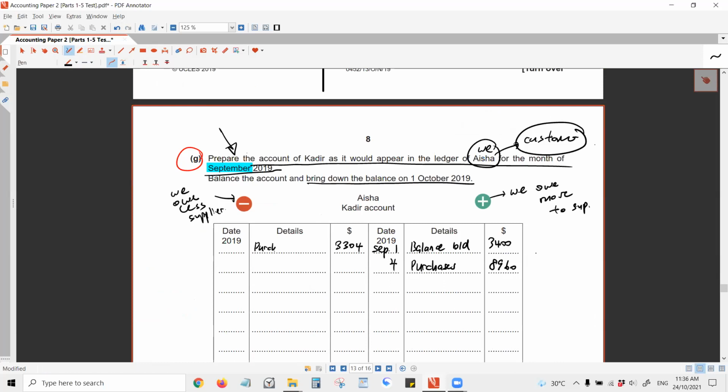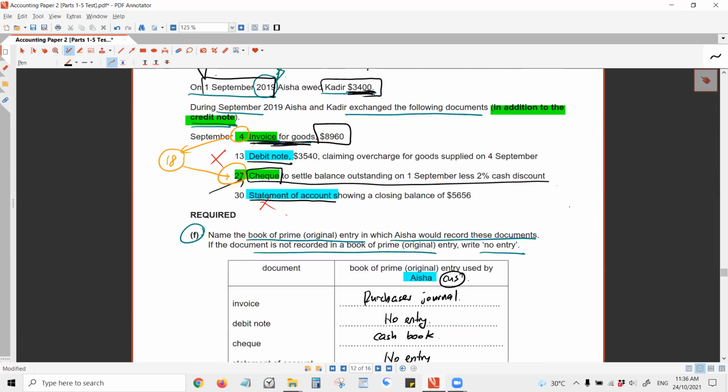So here, purchases returns. Don't tell me this is debiting purchases returns. This is debiting Cardeal. Focus on the position of the number. The date I've forgotten. September 18, right? September 18. Okay. Now let's look at the next one.